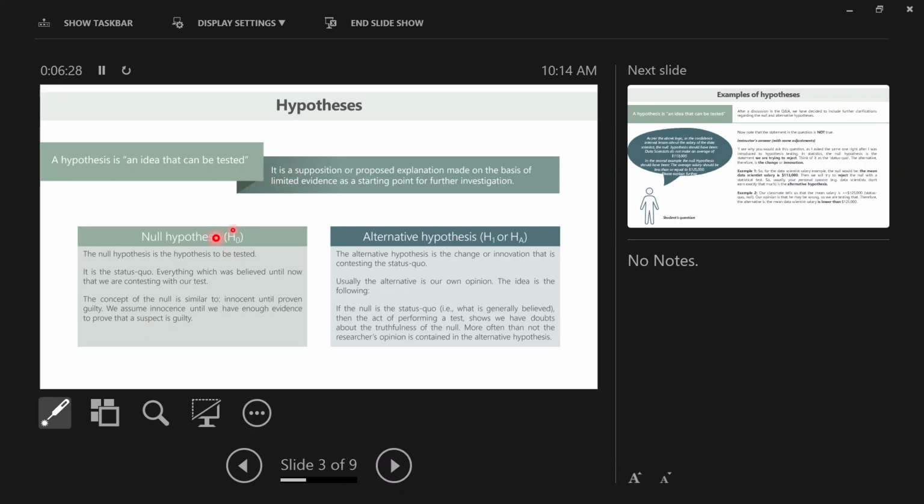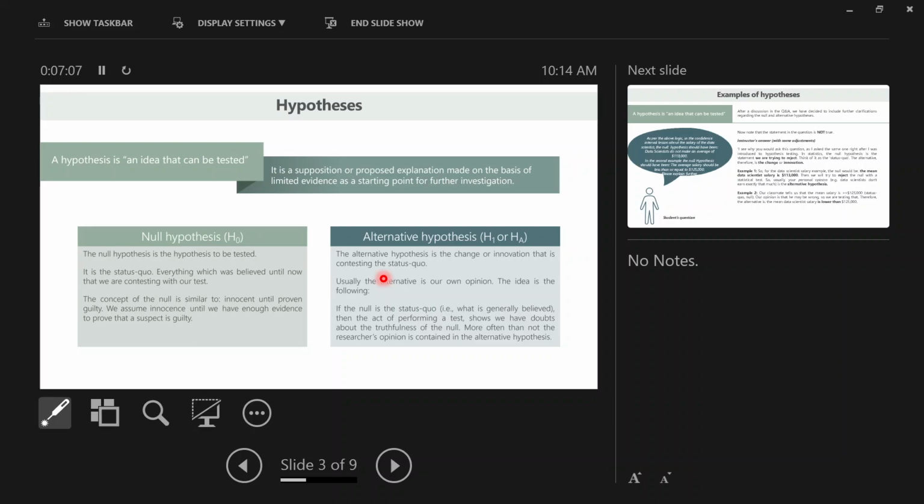So the null hypothesis is sometimes noted as H naught, the zero. This one is called H naught. And the alternative hypothesis is denoted as H1 or HA, to stand for alternative. So we are saying that the alternative hypothesis is the change or innovation that is contesting the status quo. You are coming with an idea to disprove the status quo. That becomes the null hypothesis.